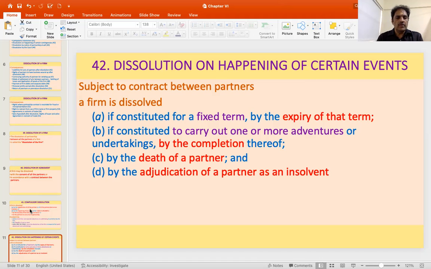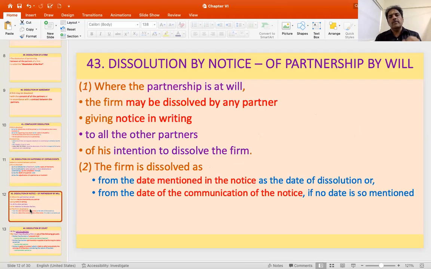Then the next mechanism of dissolution is dissolution by notice. So a partnership by will, we have seen under section 7, which says any partnership where there is no indication of a duration or determination, then that is a partnership by will. And the second thing that is indicated is if there is a term, and after the expiry of the term the firm continues to operate, then the firm will be operating as if it is a partnership by will. So in this particular case, the ease of dissolving and the ease of partners going out makes this an easier process.